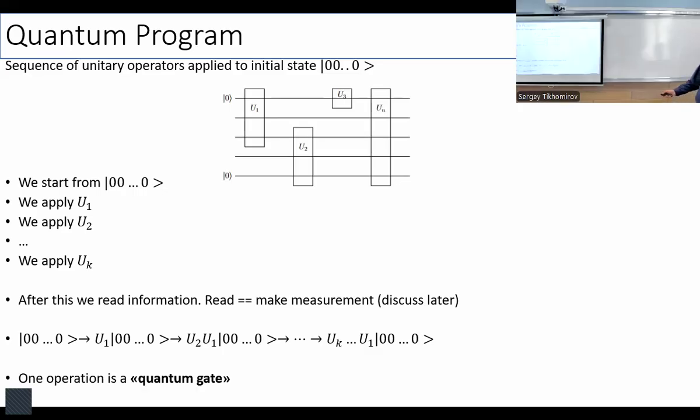So, an operation is called a quantum gate. This is just the name, and this is why these computers are called gate-based quantum computers. So this is the way how it works.